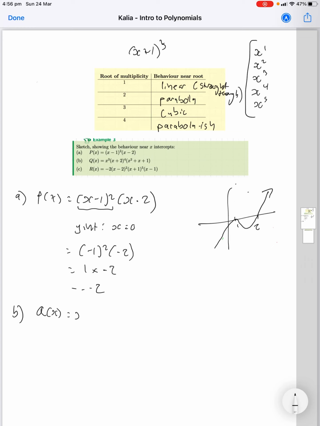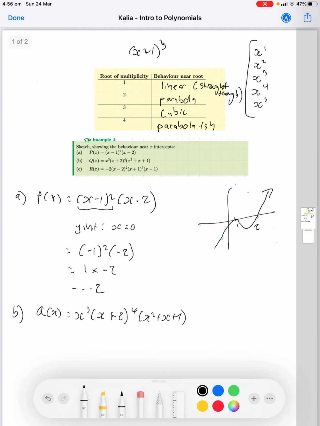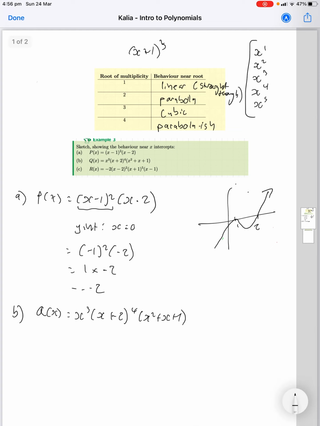This polynomial is x cubed, (x plus 2) to the 4, (x squared plus x plus 1). Now, let's look at the intercepts first. The intercepts are going to be when x is equal to 0 and x is equal to negative 2. The behavior at those points: when x is 0, it's a cubic. When x is negative 2, it's a power of 4, which is parabola-ish.